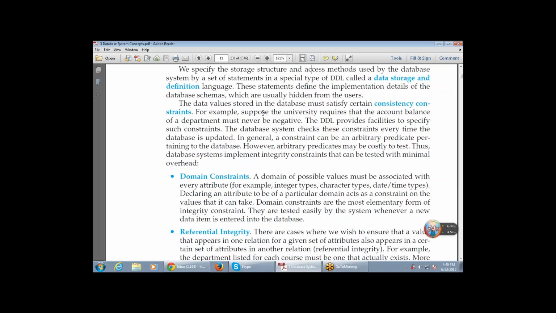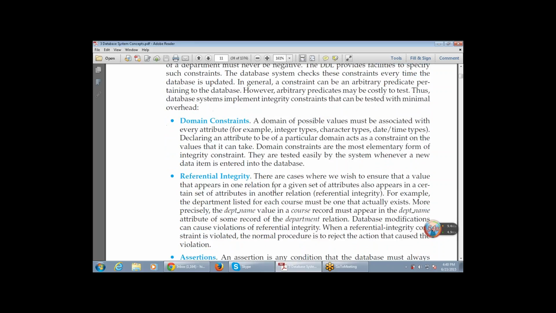Then next is referential integrity. Whenever we wish to ensure that a value that appears in one relation for a given set of attributes also appears in a certain set of attributes in another relation, that is referential integrity. So if there are two relations and their activities are interrelated with each other, that is maintained by referential integrity.